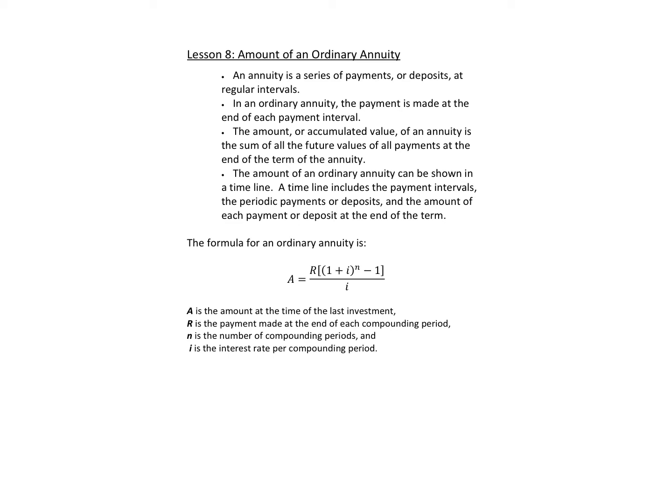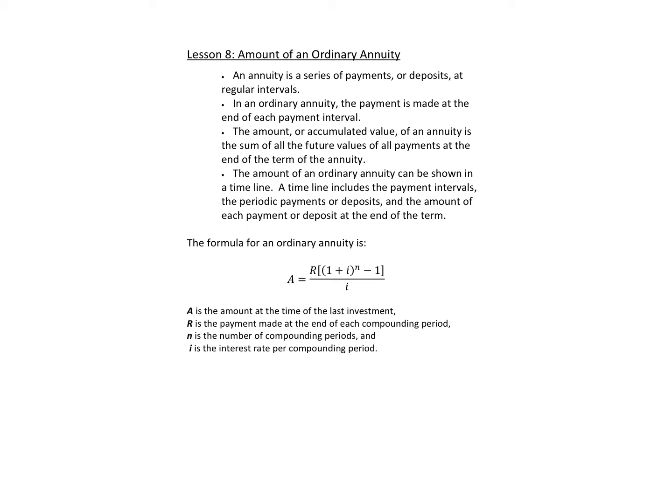In this lesson, we are going to look at calculating the value of an ordinary annuity. An annuity is a series of payments or deposits at regular intervals. In an ordinary annuity, the payment is made at the end of each interval. We can also have a present value of an annuity where we are withdrawing, so we'll look at that in a little bit.